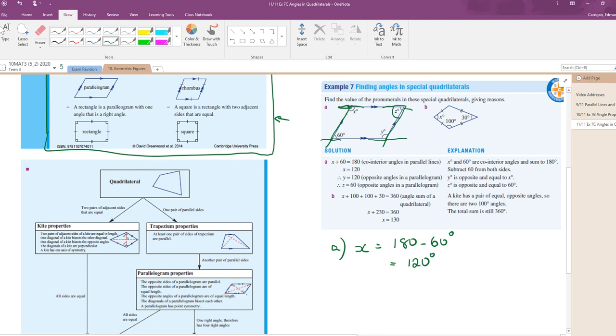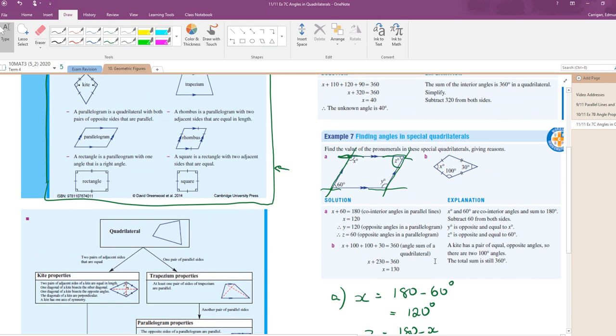And then if we're using our angle properties again, we can see that these two are parallel. So x and z are co-interior. So z is equal to 180 minus x, which is 180 minus 60 equals 120. And we can also recognise that y is co-interior with both z and the 60 degrees. So we also have y is equal to 120 degrees.